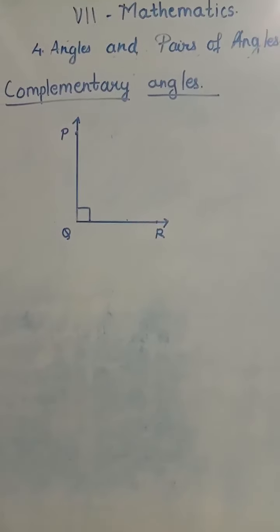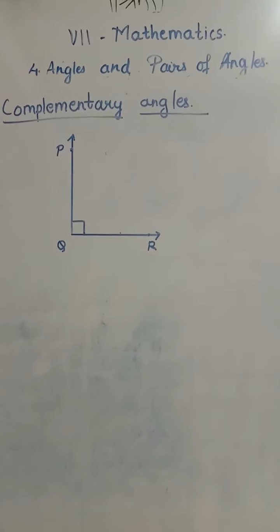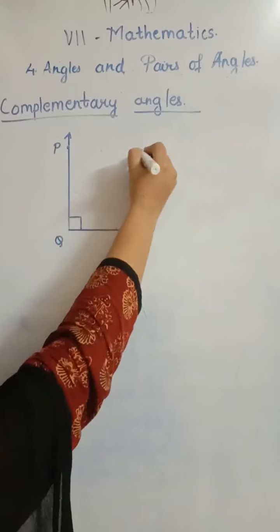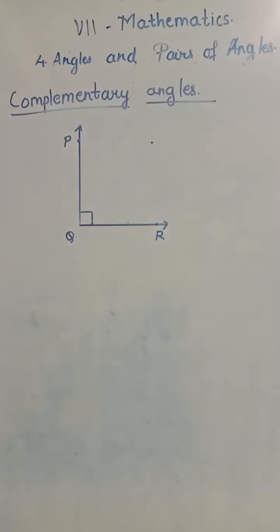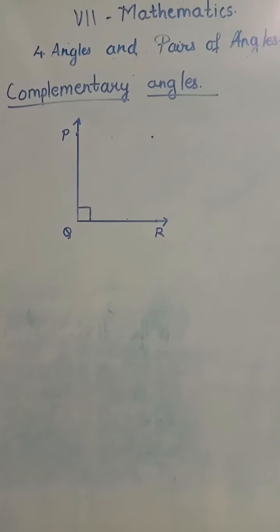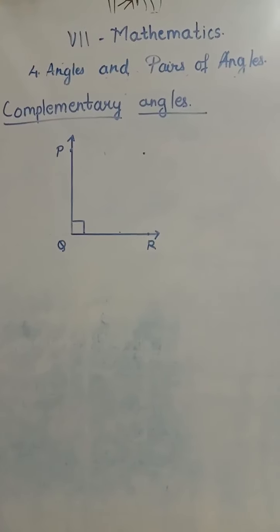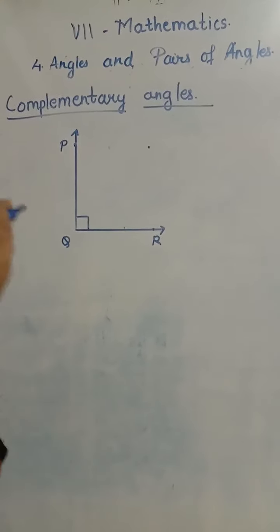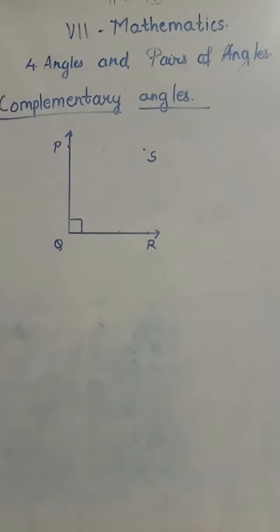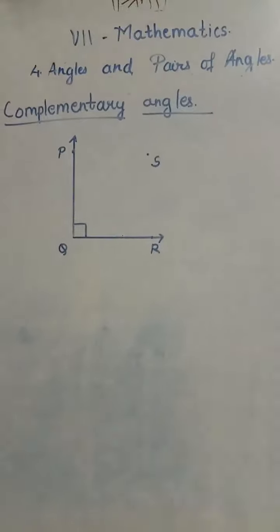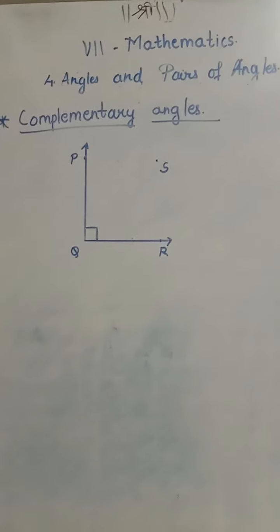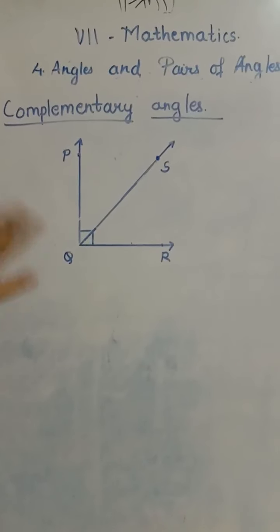Okay. Now take any point S in its interior. Suppose I am taking it at this point, you can take anywhere, inside but interior. Name this point as S. Now join this point and form by drawing a ray QS. Now we are having ray QS.